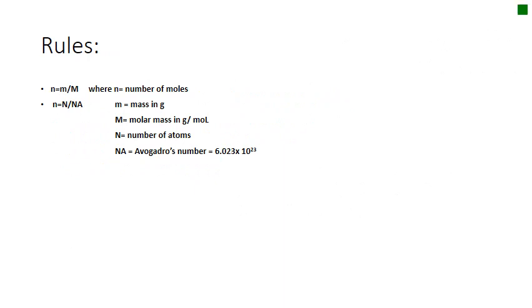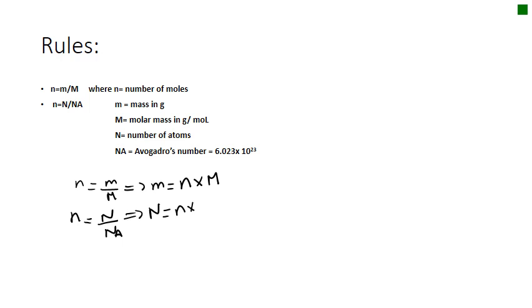Some rules are needed to calculate the number of moles, the mass, or the number of atoms of a certain atom. We have these two rules. Number of mole is equal to mass over molar mass. So if we need to find mass, we can multiply number of mole by molar mass. Also, number of mole is equal to the number of atoms over Na. Na is the Avogadro's number, which is given in the exercise. And if we have to calculate the number of atoms, we can multiply number of moles times Avogadro's number.